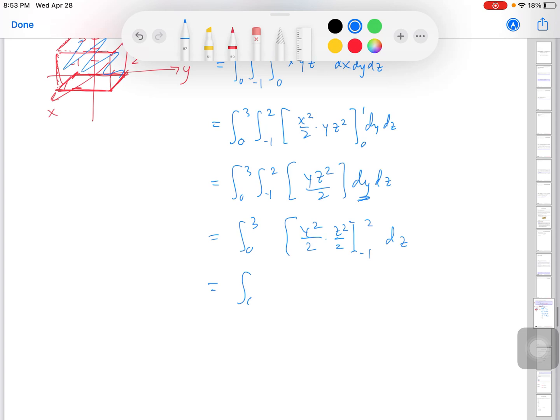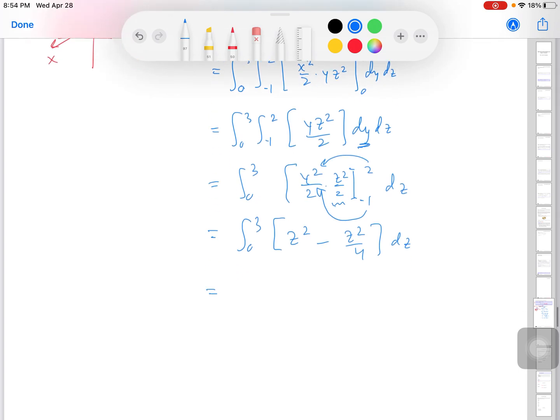And then here I do have to kind of think a little bit about what results. So when y is 2, I get 2 squared, 4 over 2. That's 2. And then times z squared over 2, so I just get z squared. And then minus, so I now put in -1 here for y squared. And I get positive 1 over 2 times z squared over 2, so I get z squared over 4 dz. And then I can simplify this to 3z squared over 4 dz.